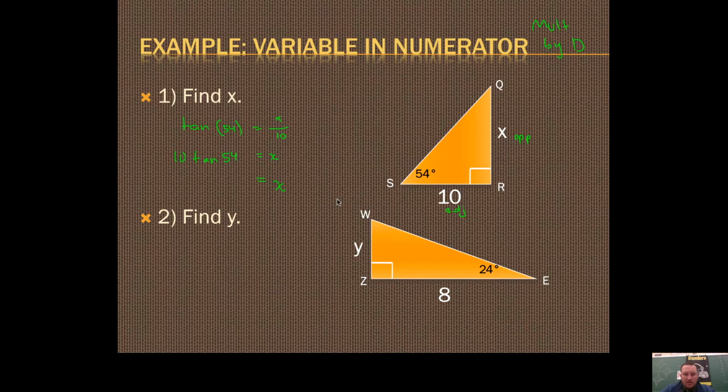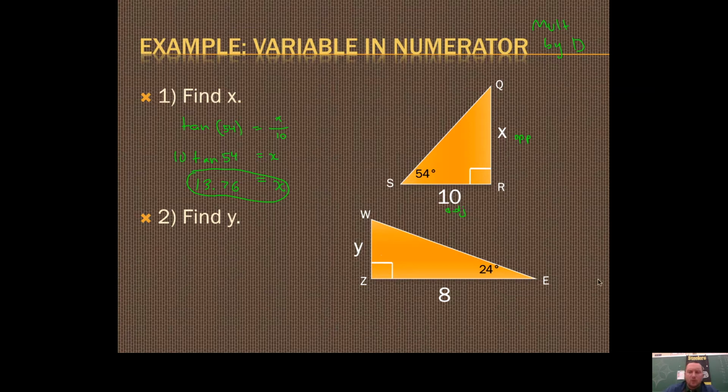10 times the tangent of 54. I'm going to round to the nearest hundredth. 13.76. That makes sense to me because it's bigger than 10.